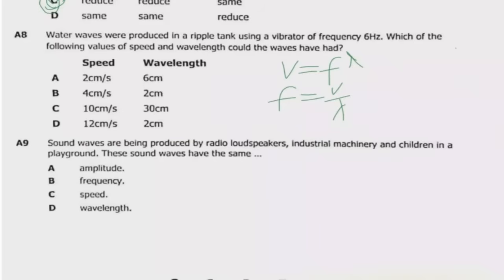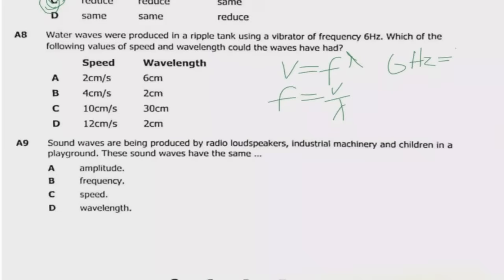Now once I've come up with this, we can go to the options given. We know that the frequency we have is 6 Hz. For us to get 6 Hz, which numbers can we divide? Remember, when we divide, we divide the speed by the wavelength. We are not going to get 6 here. We divide 4 by 2, we are going to get 2 as the frequency. We divide 30 by 10, we are going to get something like 0.33 as the frequency, which is not correct.